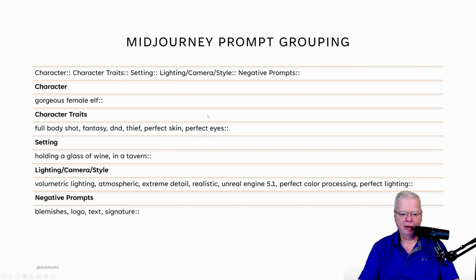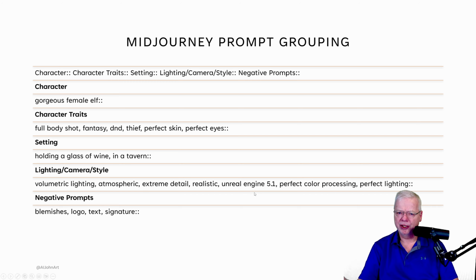If you're not familiar with these two, I find that they help resolve some of the weirdness that goes on with skin and eyes in Midjourney. They don't always work, but they work more often than not. The setting: holding a glass of wine in a tavern. And for my lighting, camera, style, I have volumetric lighting, atmospheric, extreme detail, realistic, Unreal Engine 5.1.